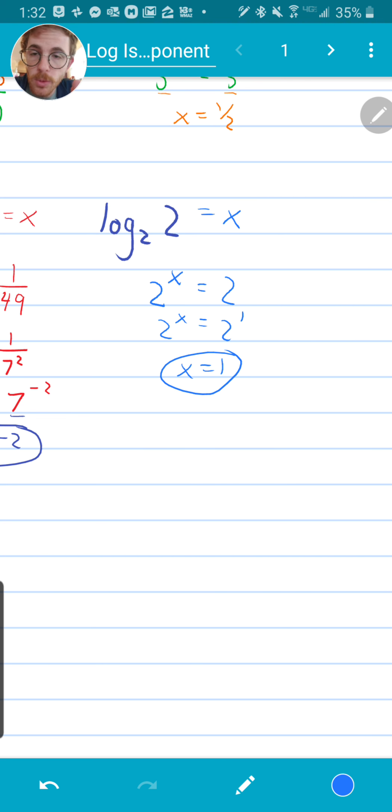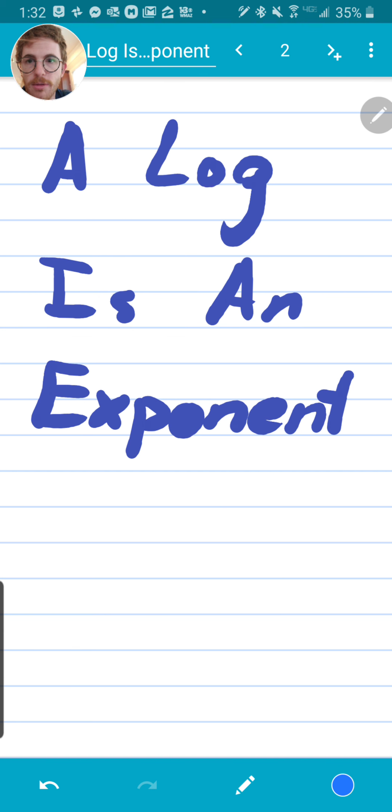So this is really helpful. Remember, let's go back to it. A log is an exponent, everybody. A log is an exponent, and we've got to keep remembering that. A log has a base, and that base needs an exponent.